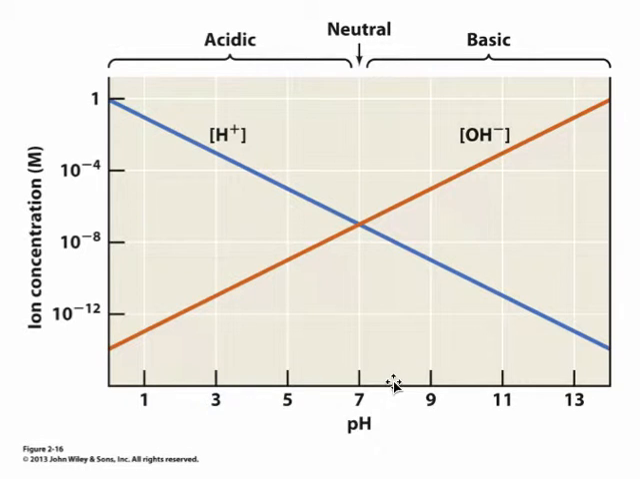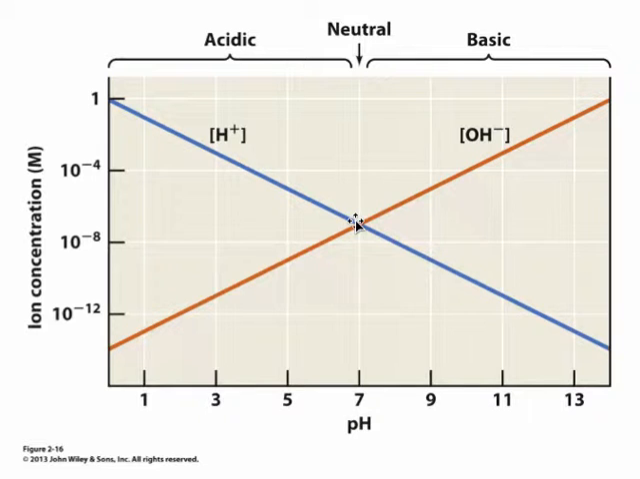So here we can see pH. Most people are familiar with pH. pH is a measure of the concentration of hydrogen ions in a solution. And a neutral pH is a pH of 7. So at a pH of 7, we have an equal amount of hydrogen and hydroxide concentration. So that's our 10 to the negative 7th.